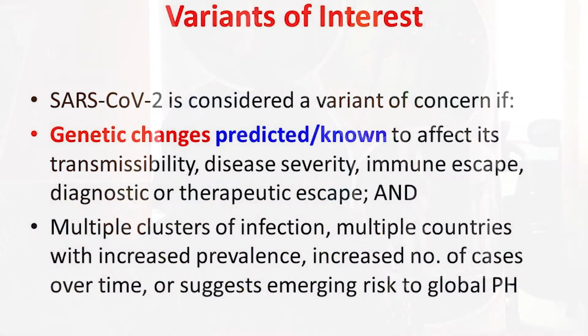And we are predicting that it probably might be associated with increased transmission or severe disease or immune escape or diagnostic difficulties or treatment difficulties. And then it is being seen in multiple countries, in multiple sites, and therefore we think it might have a global public health concern. Then we call it a variant of interest. But then what is a variant of concern?